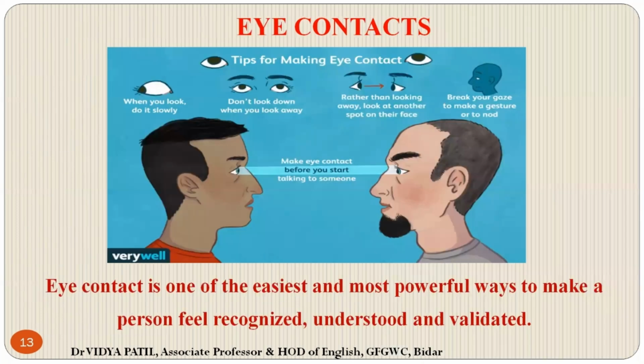Eye contact. Eye contact is one of the easiest and most powerful ways to make a person feel recognized, understood, and validated. So, when you maintain eye contact with the person you are talking to, then the other person gets a feeling of validation, which is very essential in a conversation.